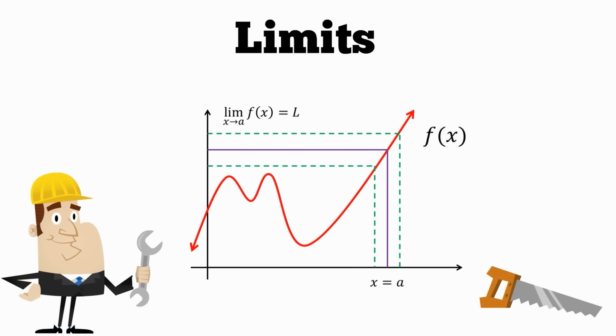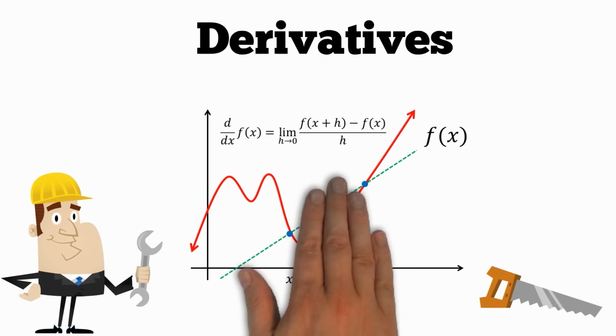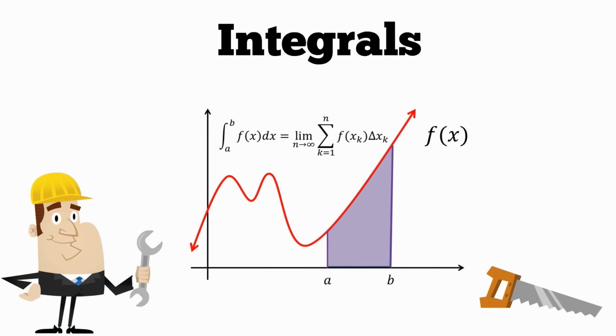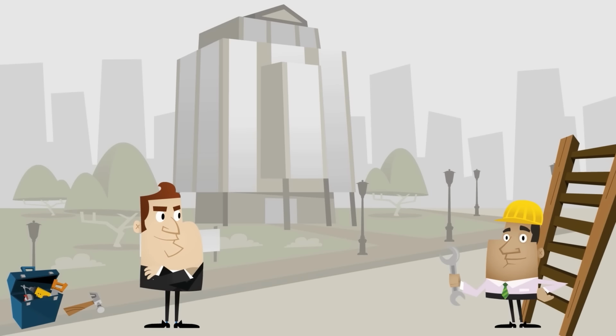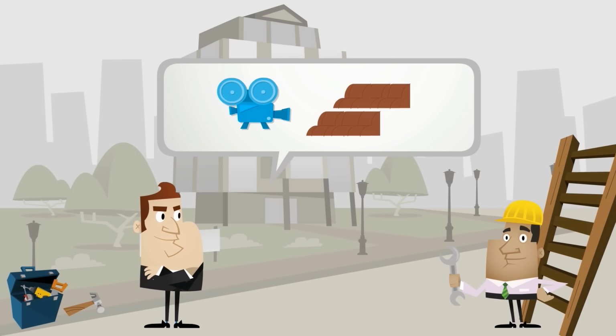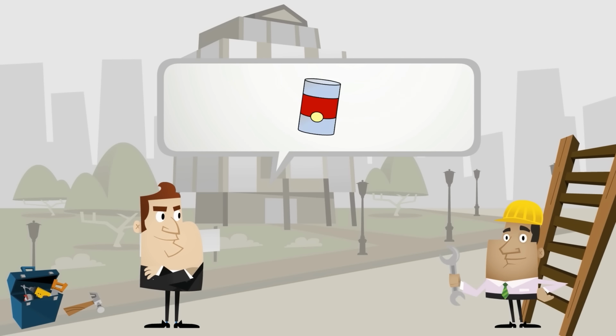Limits are the tools we use for precisely describing how a function approaches a value. Derivatives are the tools we use for describing how a function changes. And integrals give us the area underneath the curve of a function. Using limits, derivatives, and integrals, calculus can solve a variety of different problems, like where to sit in a theater for optimal viewing, or even how to make the perfect soup can.